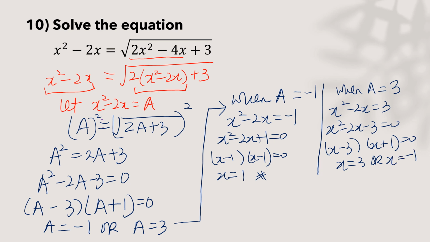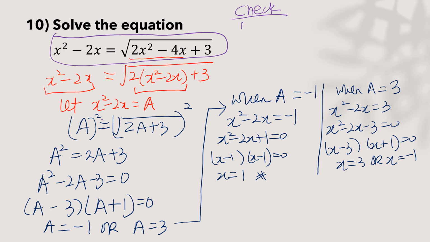Right, but however, not all the answers are valid. Remember, we need to check for the validity. So what we need to do is substitute the values x equals 1, x equals 3, x equals -1 into your original equation. The original equation refers to this one here. So we're going to do it with x equals 1 first, and do the check here.